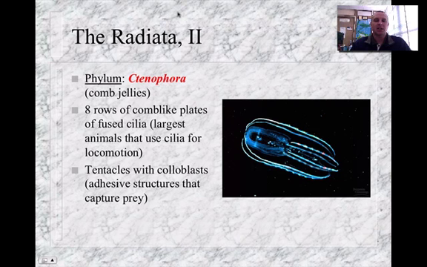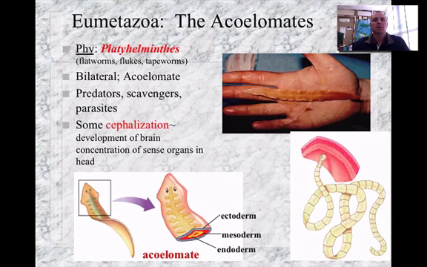The second class of radiates are the ctenophores, which are your comb jellyfish, and they basically have 8 rows of fused cilia. They're the largest animals that have cilia. Remember, cilia are the tiny hairs used for locomotion, and their tentacles have colloblasts, which are basically adhesive structures that attach to or capture prey.